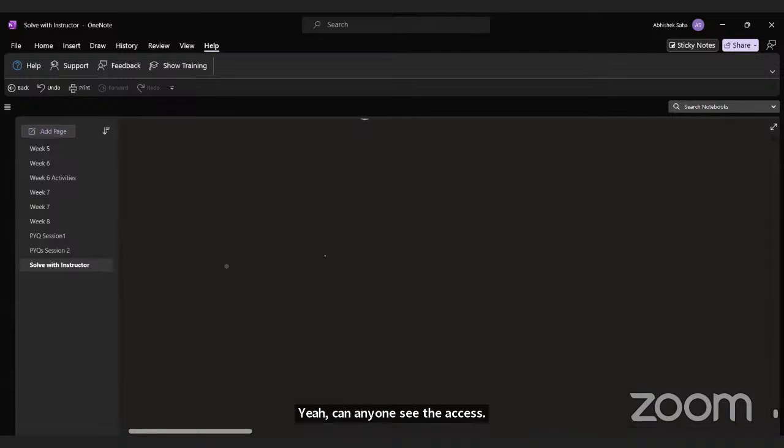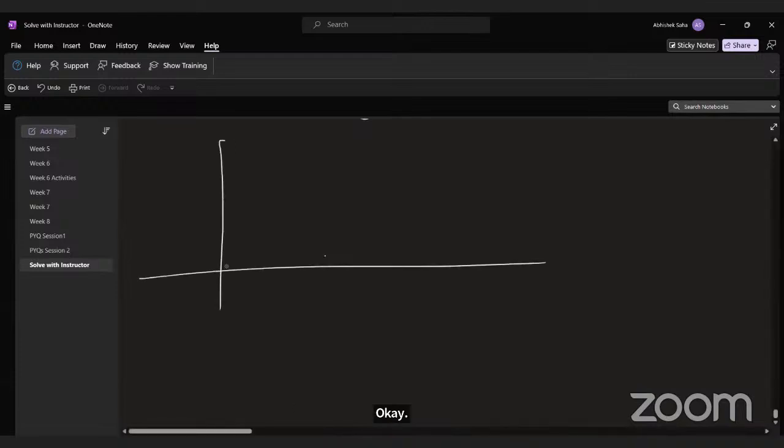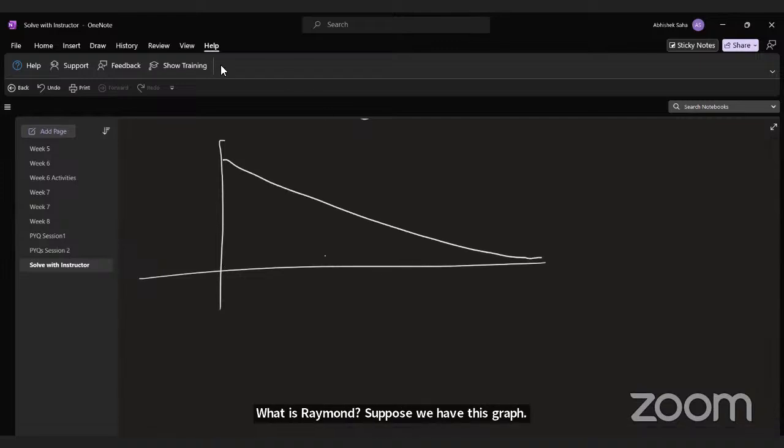Okay, let's see, what is a Riemann sum? Suppose we have this graph. This is an uneven graph, right? Okay, don't draw this graph.